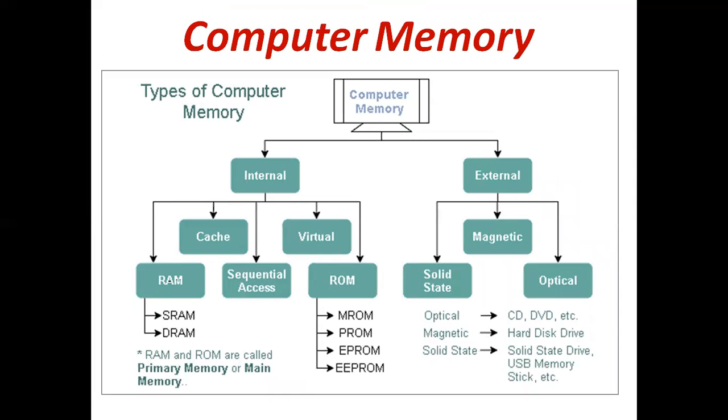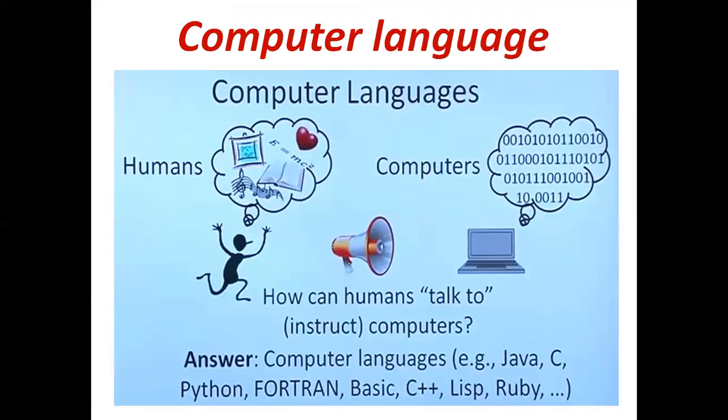Then we have seen about computer memory. Then types of computer memory: internal memory and external memory. Finally we saw computer language. Language is nothing but, with the help of computer language only, we instruct or talk to the computer. Examples of computer languages: Java, C, C++, Basic, Fortran, Ruby, Python. These are all the languages which are used to communicate with the computer.